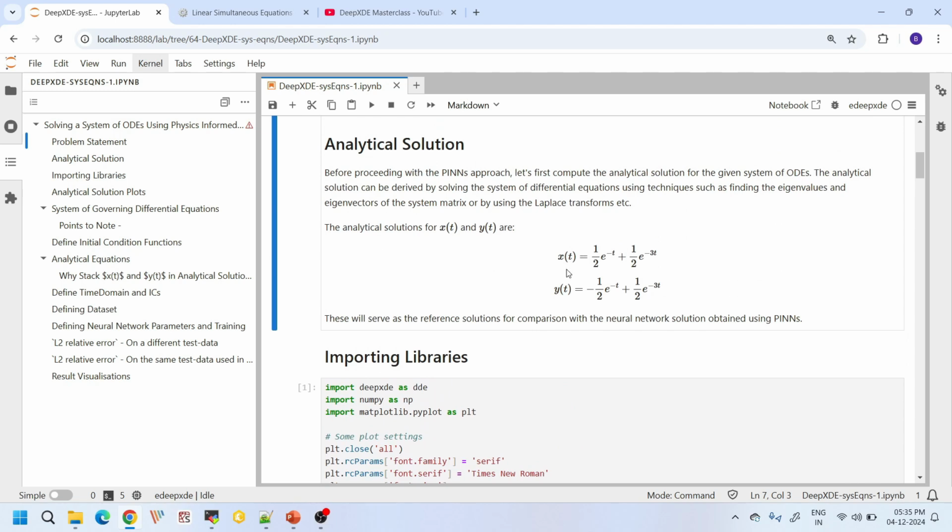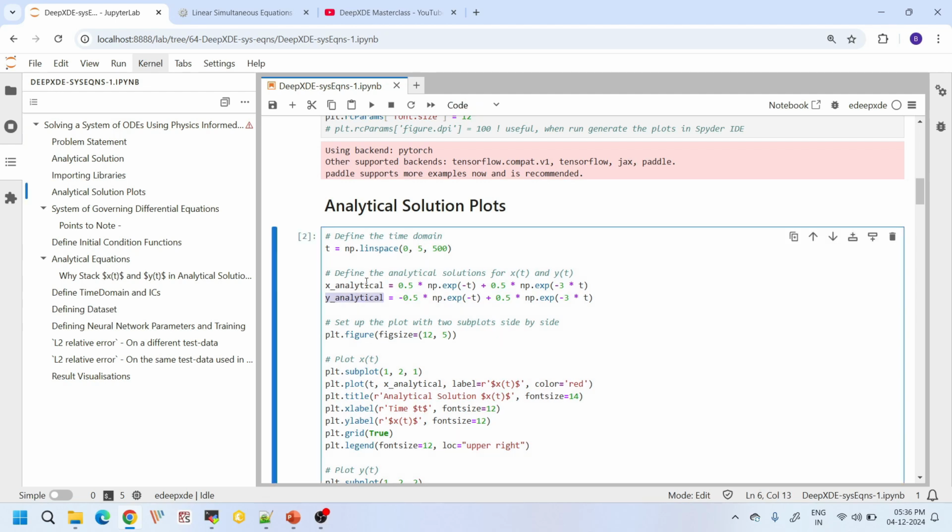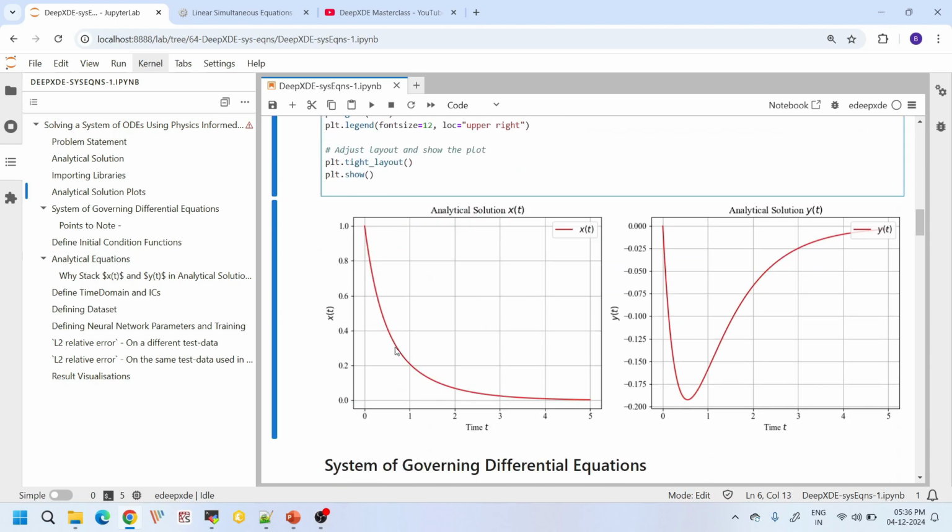If you plot them with respect to time, here I have just randomly taken some time values between 0 and 5. Overall I have taken 500 values. When I plot this x analytical and y analytical, this is what our solutions look like. This is our x of t and this is our y of t. Our aim is to solve the set of differential equations using physics-informed neural networks and obtain a solution that closely matches this analytical solution.